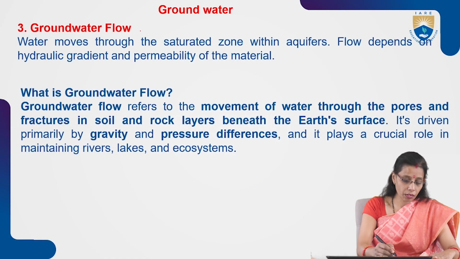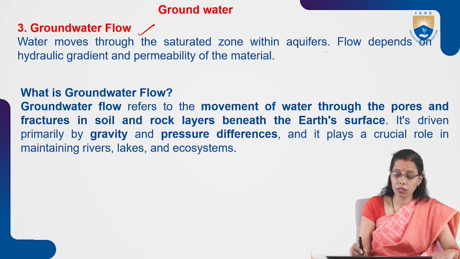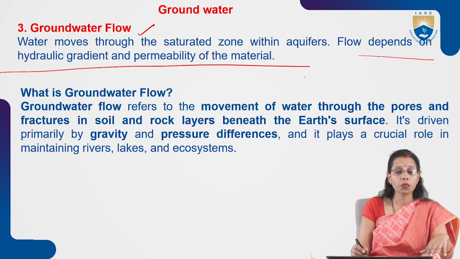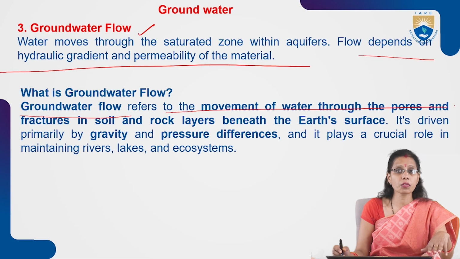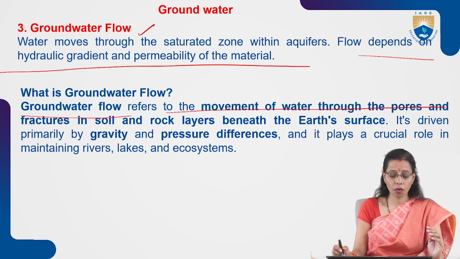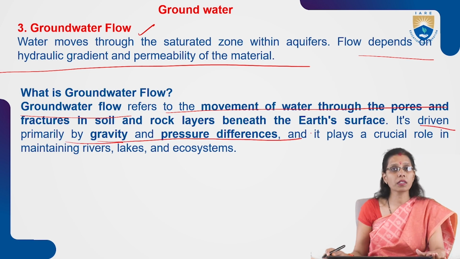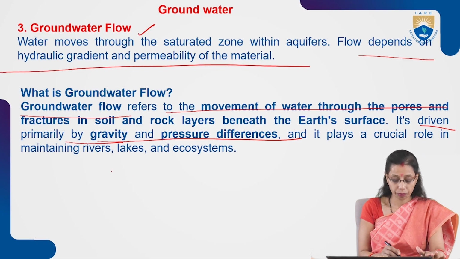Okay. Then you have groundwater flow. Water moves through the saturated zone within the aquifers, and its flow depends on the hydraulic gradient and the permeability of the material. So what is groundwater flow? Groundwater flow refers to the movement of water through the pores and the fractures in the soil and rock layers beneath the earth's surface. It's driven primarily by gravity and pressure differences, and it plays a crucial role in maintaining rivers, lakes, and ecosystems.